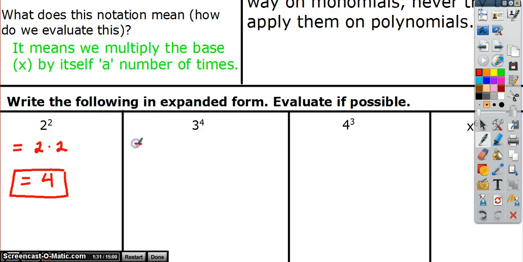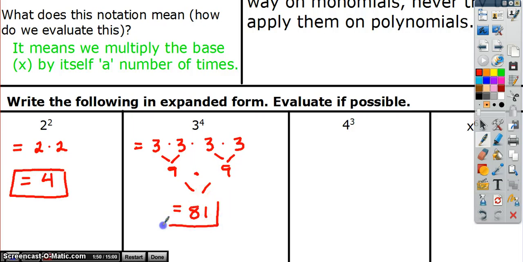So this one you have to expand out, 3 times 3 times 3 times 3. To evaluate this, I would just multiply these two together. 3 times 3 is 9, I know what that one is. Multiply these two together, same thing. And then multiply 9 times 9, and you get 81. So 3 to the 4th equals 81. Do this one the same way. You got 4 times 4 times 4. So that's 4 times 4 is 16 times 4, which is 64.